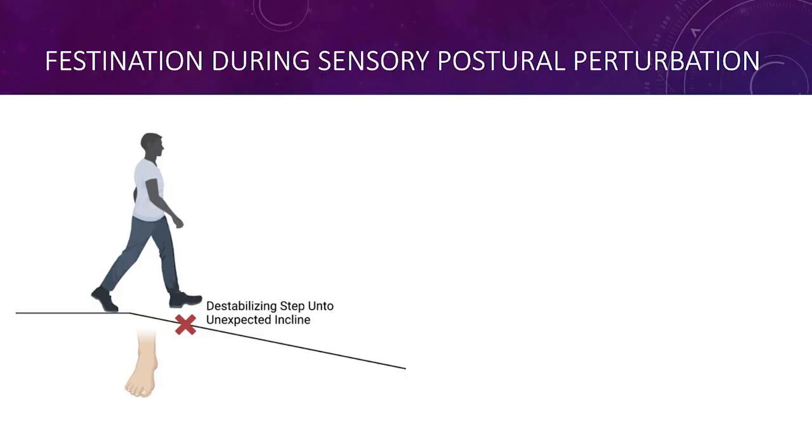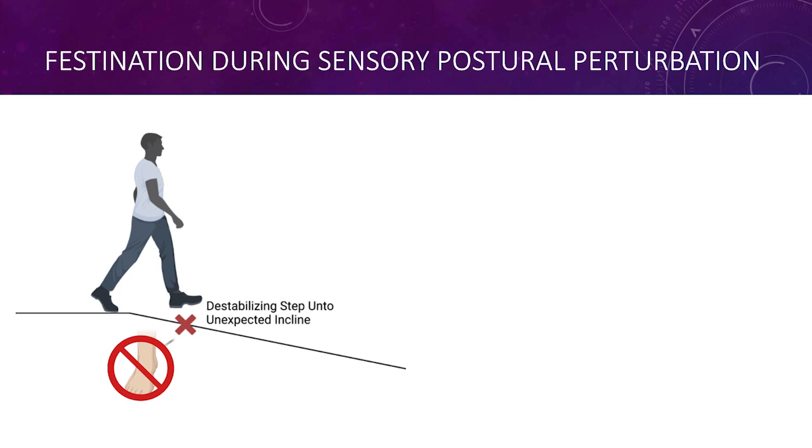So what I just told you is really fun science and all, but I'm sure you're wondering, how does this relate to the real world? How does it relate to actual situations that a person might encounter? One potential situation is this. Someone might take a step onto an unexpected incline. What that does is render their proprioceptive system unreliable, and thus they have to rely on their vestibular and their visual system for balance.